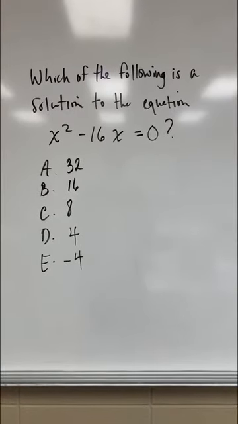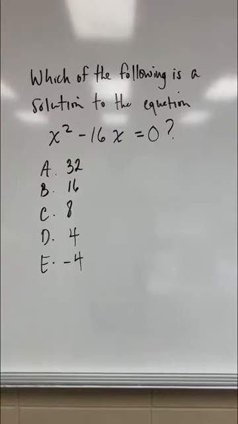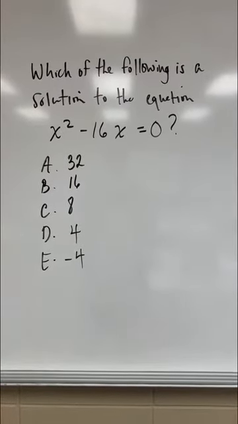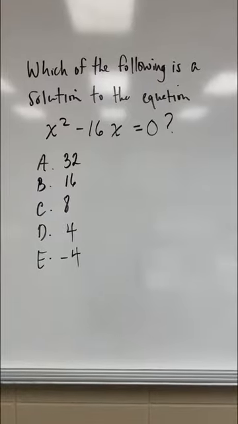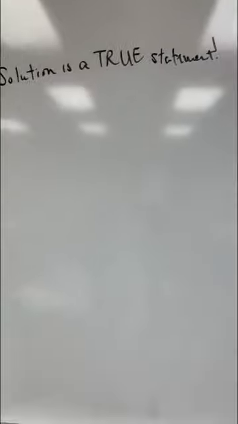All right, so this problem says, which of the following is a solution to the equation? So we have x squared minus 16x is equal to 0. And once again, you have 5 choices. Before I get into working this problem out, or how we get to a correct solution, we have to know what a solution means.